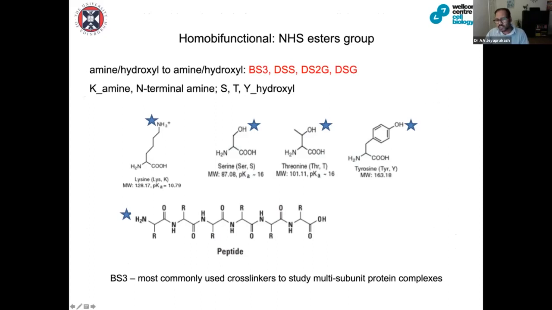BS3 is one of the most commonly used crosslinkers to study multi-subunit protein complexes, as lysine residues are commonly present on the surface, so it increases the chances of getting crosslinks.